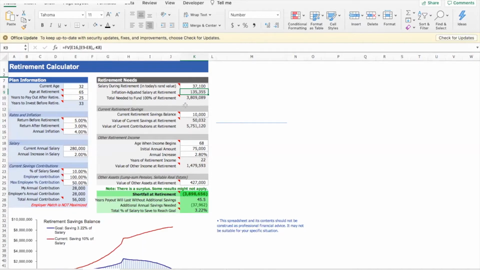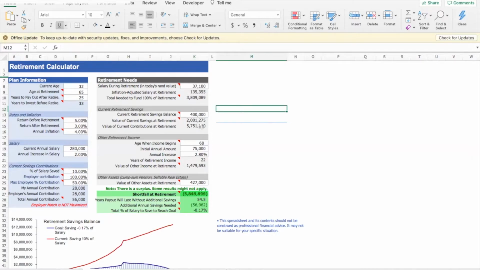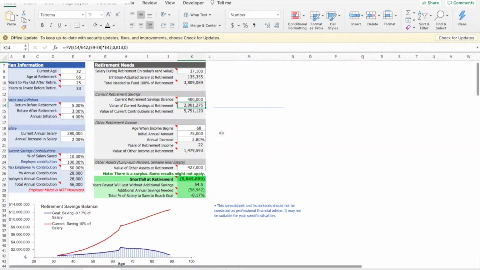So let's say we have some money in the bank. Let's say we have 400,000 in retirement savings. The value of those savings at retirement is 2 million or so. The value of the current contributions at retirement is about 5 million. So part of the strategy is to come up with other income sources, and that's what we're going to factor in now.